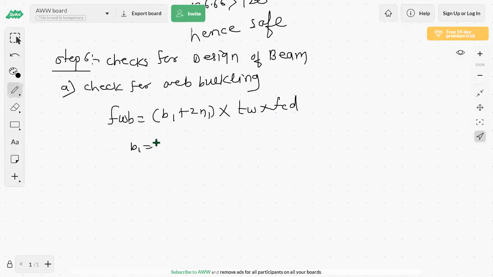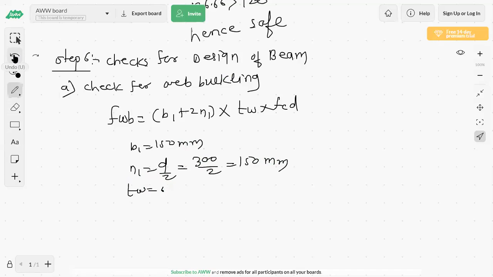B1 is 150 mm. N1 is equal to D by 2, so D is 300 divided by 2, which is 150 mm, N1. TW is I think 6.7 mm. Now we have to calculate FCD, similar to last time.